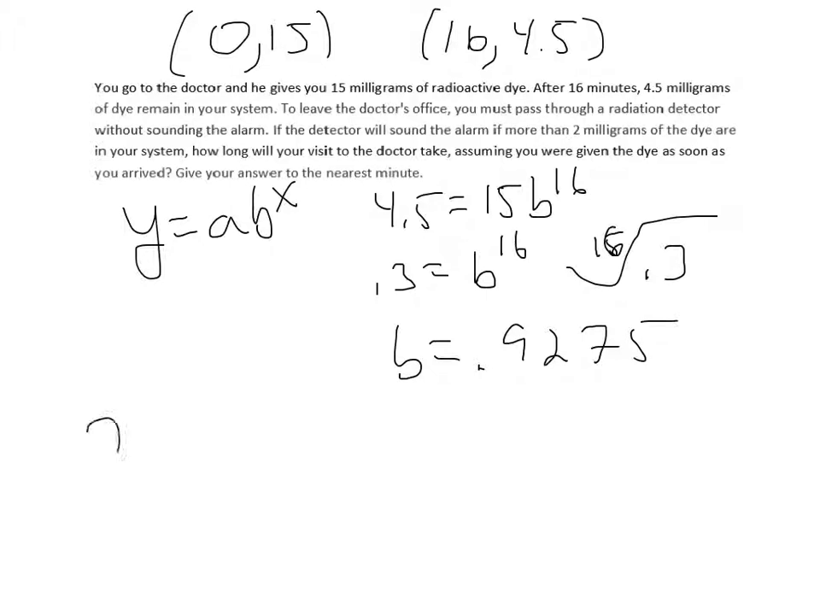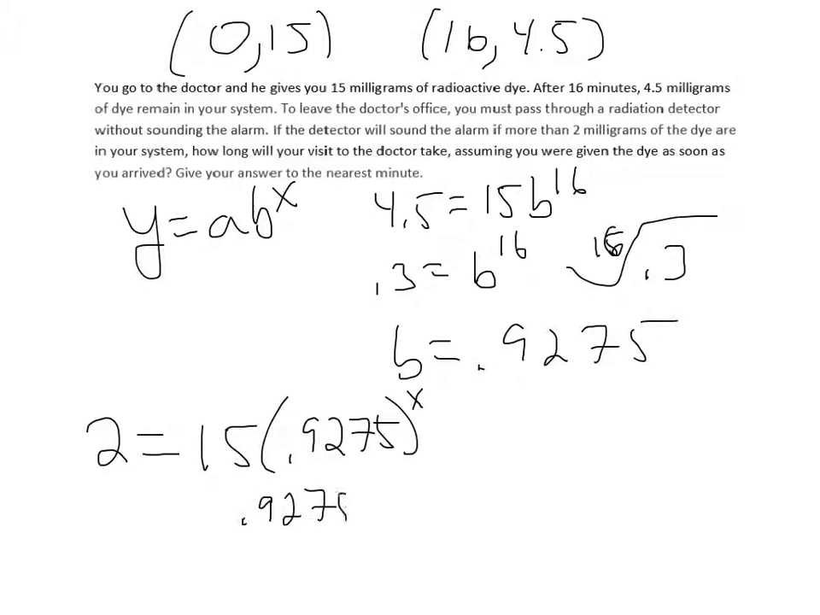So, well, I know 2 equals our 15 times 0.9275 to the t, or to the x, because that's what I'm looking for at that time. So I'll divide by 15, and what that'll leave me is 0.9275 to the x equals 2 over 15, whatever that is. And then I'm going to take the ln, or the log of both sides. I'm going to write ln just because it's less.